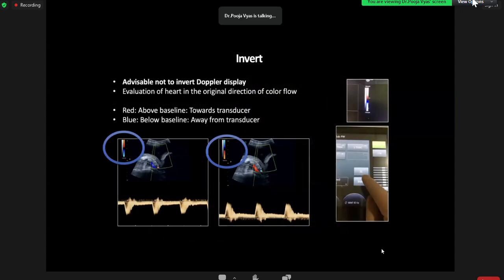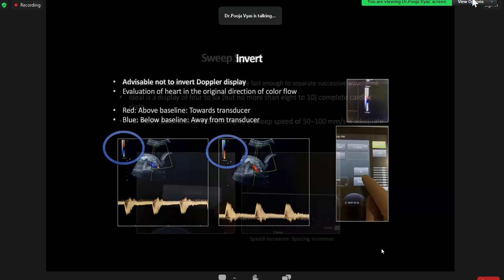Now, invert. Ideally, we should not invert the color box unless it is mandatory, and the red will be toward the transducer above the baseline, blue is away from the transducer.